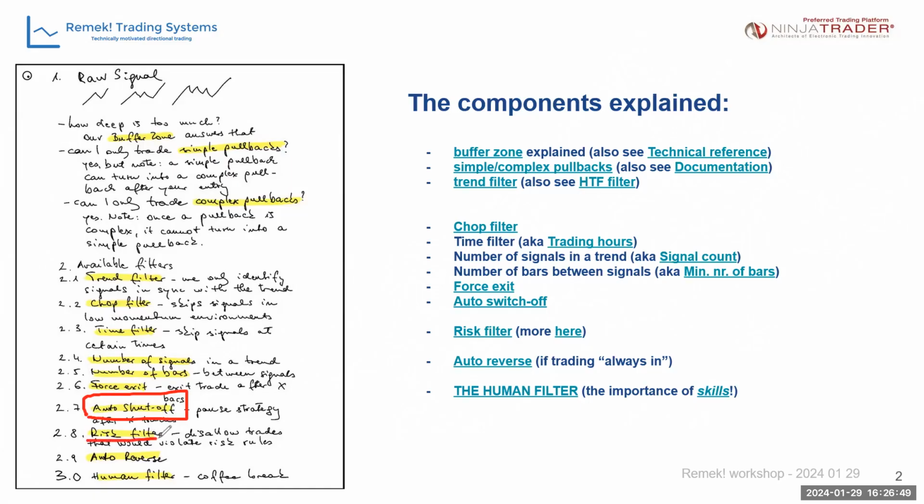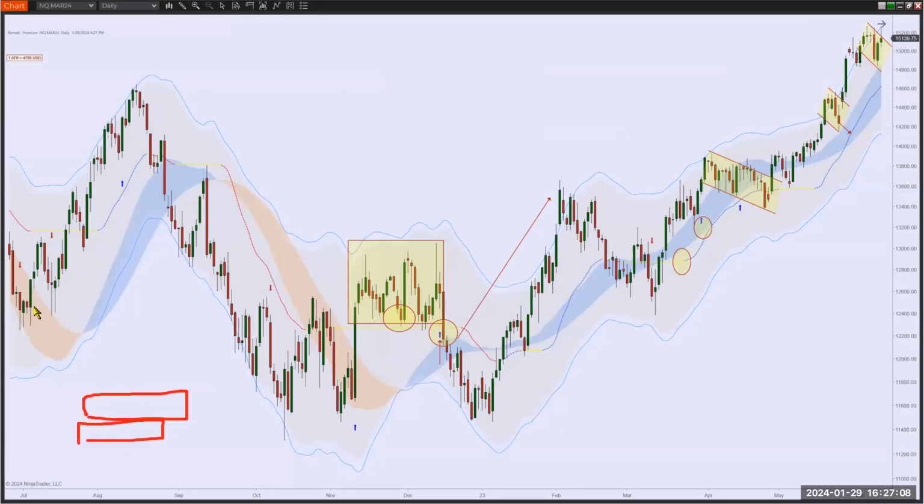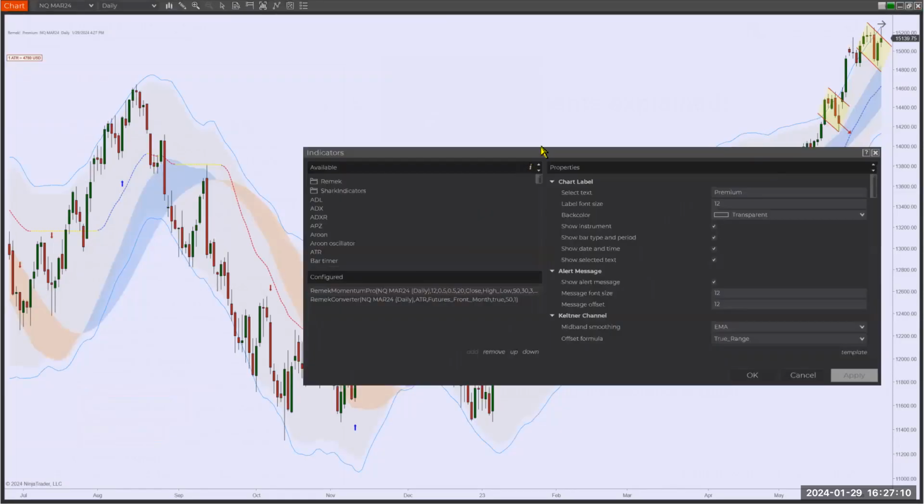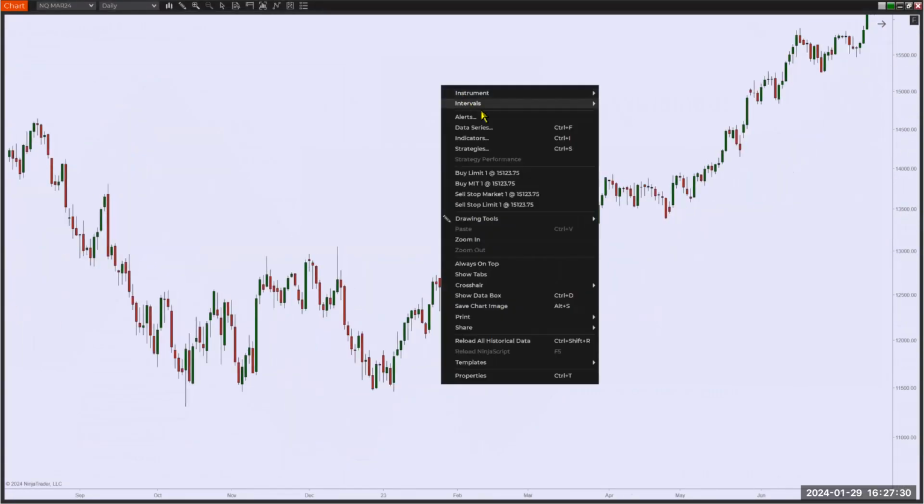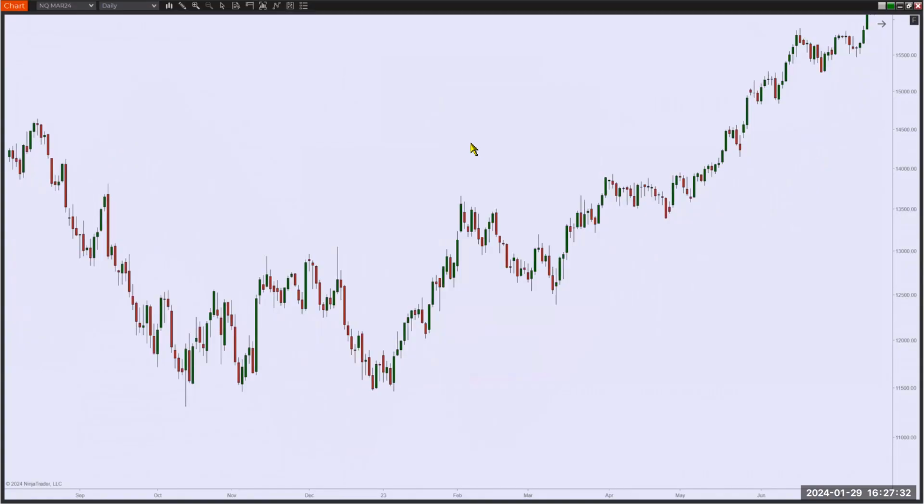All right, now risk filter is a very advanced functionality. I do want to cover it. It's detailed in a written format in the documentation, but I do want to say a few things about it. So just price, that's it. And I'm going to put the strategy on the chart.